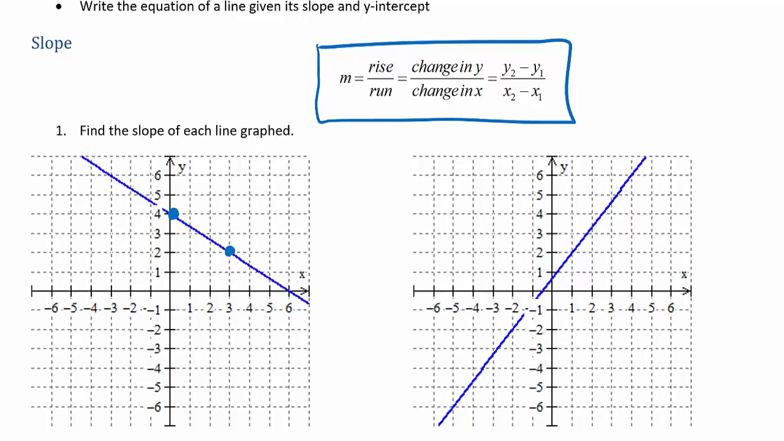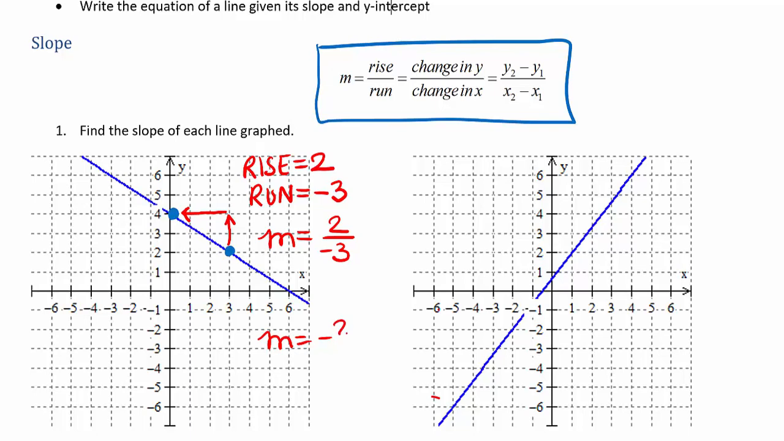In example 1, to get from one point to the next, it looks like we have to go up 2 units and then to the left or backwards 3 units. The rise is the amount we have to go up, so that's going to be 2, and the run is the amount we have to move horizontally. I'm going to call that a -3 because I had to move to the left or backwards 3 units. So that means my slope, which is rise over run, would be 2 divided by -3, and you could actually just write that as -2/3.